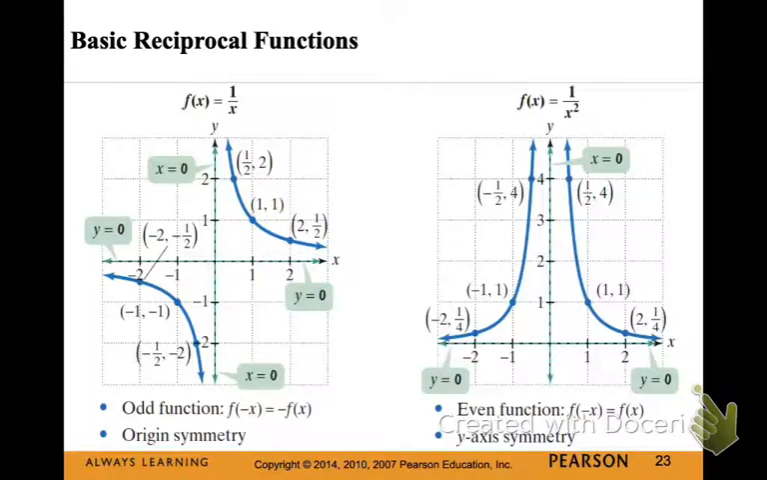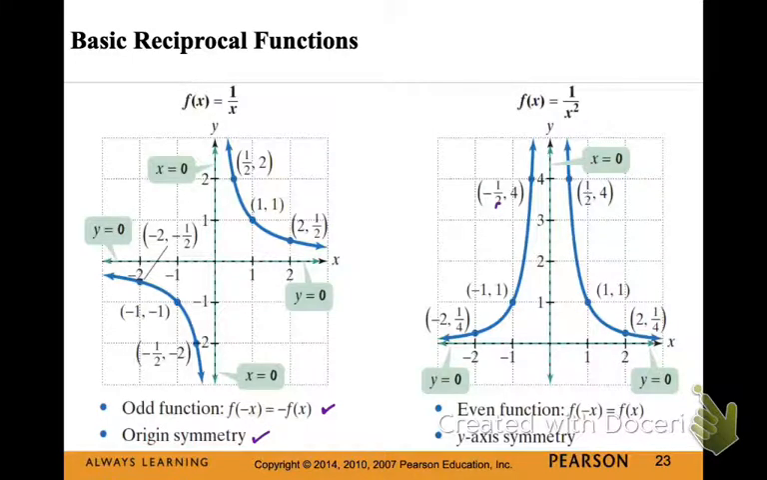So f of x equals 1 over x and f of x equals 1 over x squared. I just want you to take in the basic characteristics of these parent functions. So if we look at the graph on the left, this is an odd function. You can tell because of the graph being symmetrical about the origin. Also, if you plug in negative x for x, you get the opposite of the original function. So the original function is 1 over x, and you would get negative 1 over x.